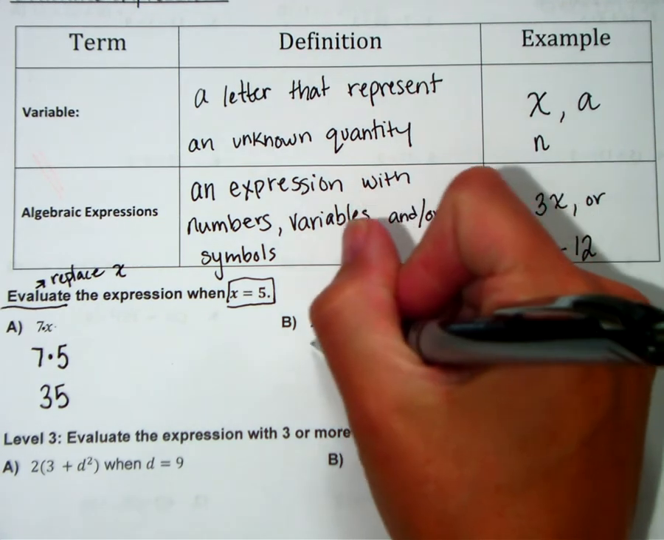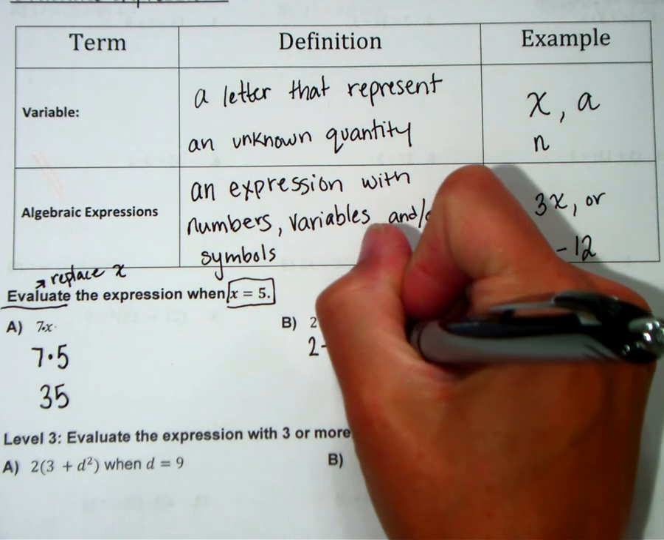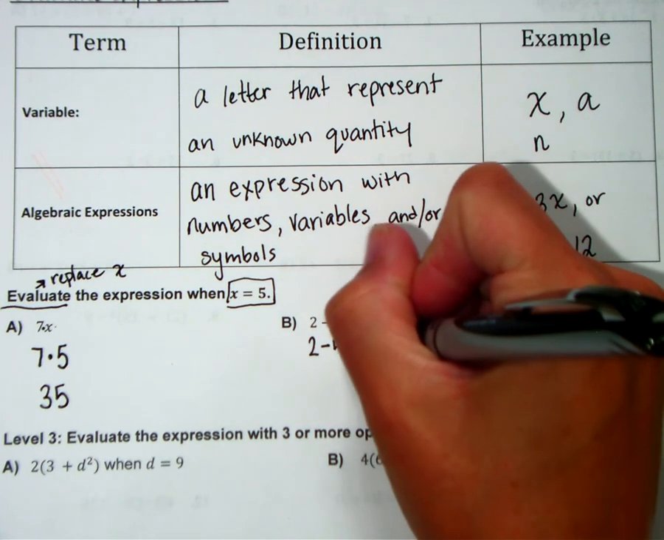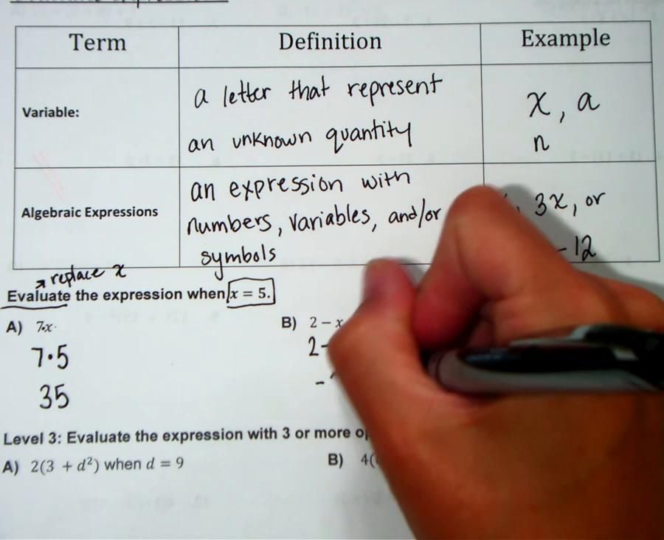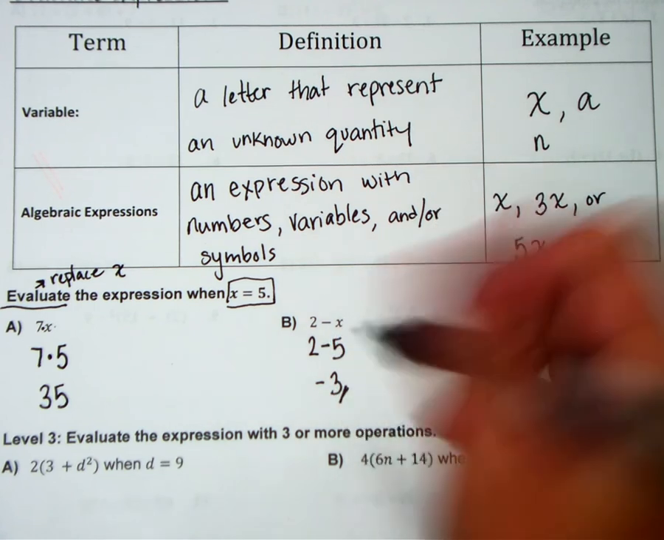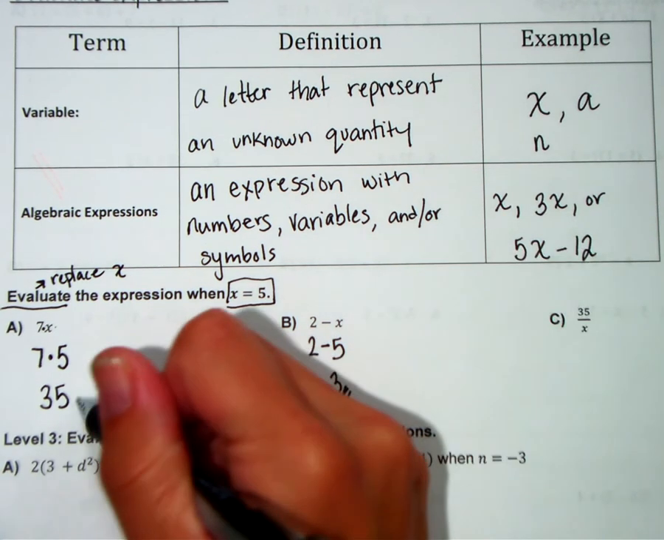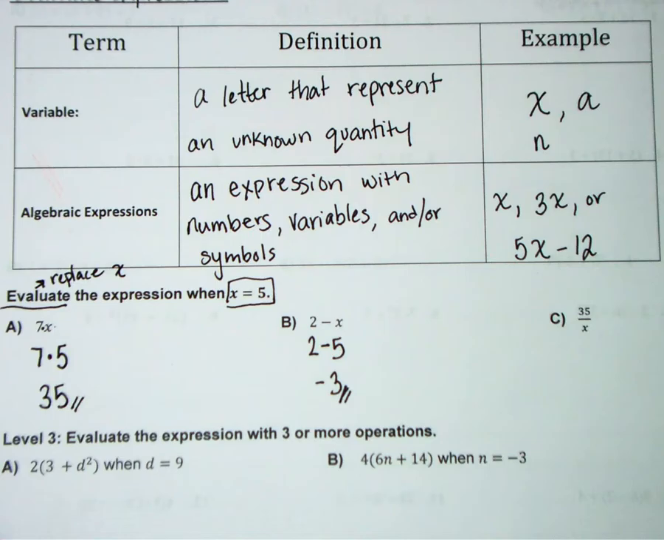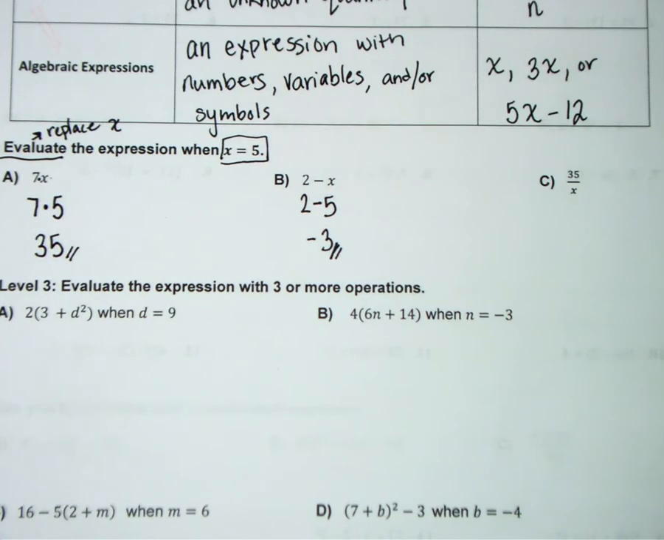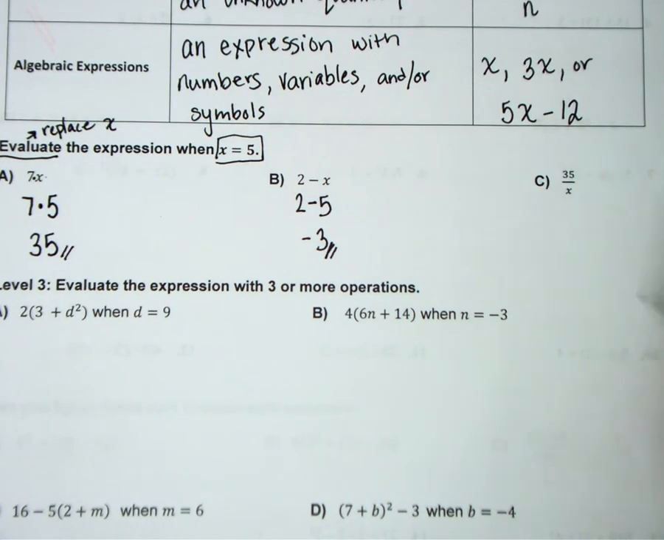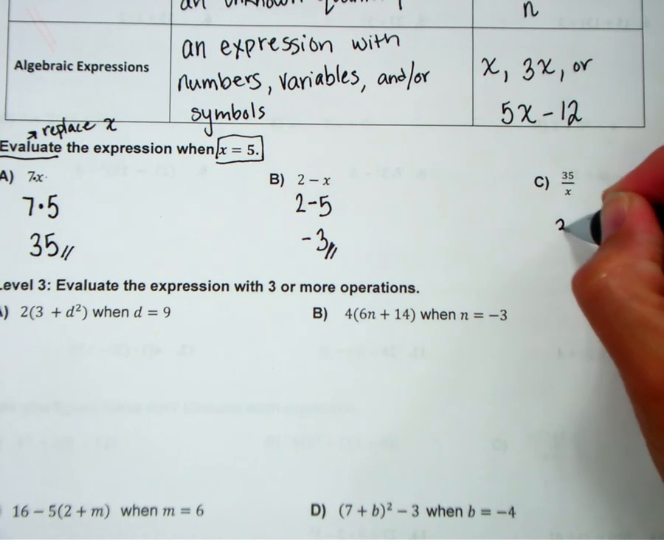So we'll put in 2 minus, and we're going to replace x with the number 5. 2 minus 5 is negative 3. Okay, and I always kind of put this little, like, I'm done here. You can circle your answers to show you're done. You can do the little slashes like I do. It doesn't really matter. Just an old habit I have.